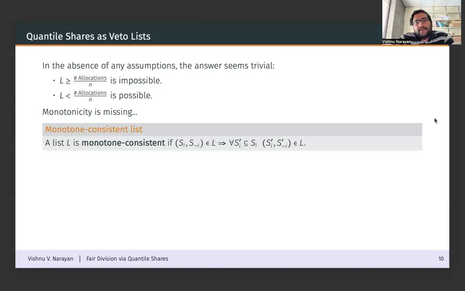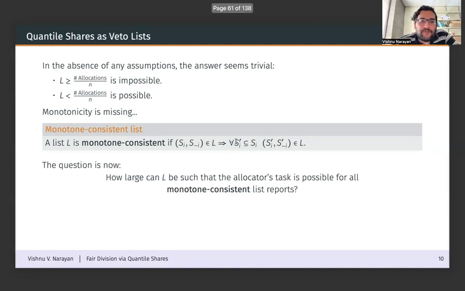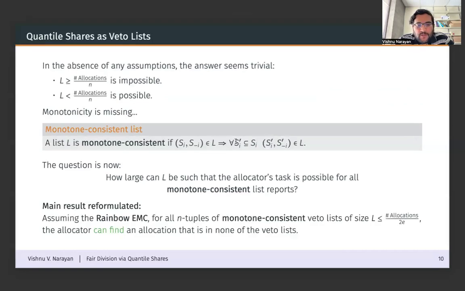So we define a monotone consistent list L if whenever some allocation (S_i, S_{-i}) is in this list, then for every S_i' subset of S_i, so for every allocation where I get a subset of that bundle, I must also add that allocation to this list. So the list has to be consistent with some monotone valuation. And if we enforce this, the question is now, how large can L be such that the allocator's task is possible for all monotone consistent list reports? So the reformulation of our main result is: assuming the rainbow Erdős matching conjecture, for all monotone consistent veto lists of size at most the number of allocations over 2e, there is an allocation that survives.